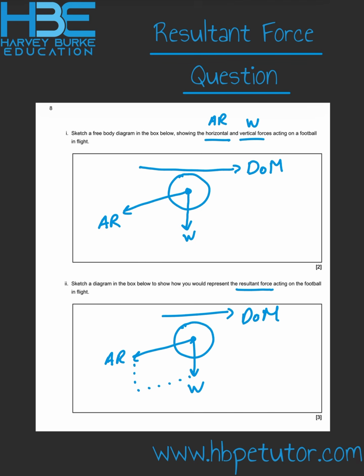And then I would draw a new arrow coming from the centre of mass, meeting at that new corner that I've created, and I'd label that as the resultant force. And I'd get a mark for all the arrows coming from the centre of mass, a mark for the dotted lines for the parallelogram, and then a mark for this new arrow labelled resultant force.